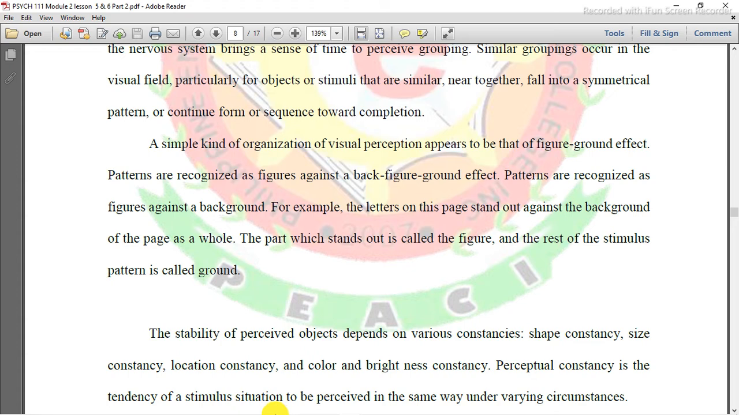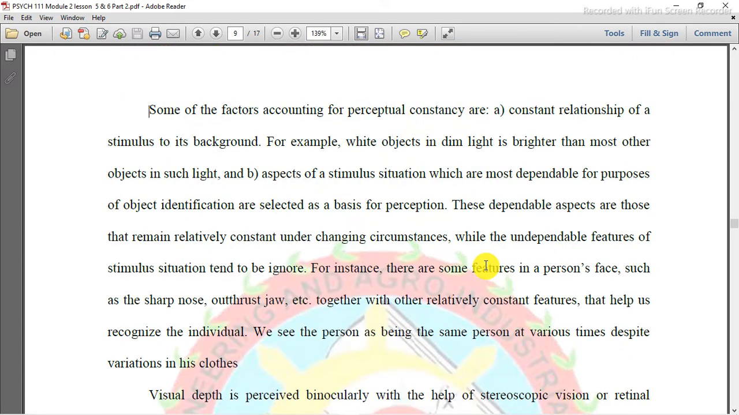Perceptual constancy is the tendency of the stimulus situation to be perceived in the same way under varying circumstances. Meron din ganun. Some of the factors accounting for perceptual constancy are constant relationship of the stimulus to the background. May mga ganito, for example, white object, dim light, brighter mouse. Di ba sometimes pag nag-arrange, gumagawa tayo ng backstage, nag-prepare tayo, we make sure na ang background hindi siya mahalo. Dapat talaga at some point, yung background, hindi siya mag-mix.